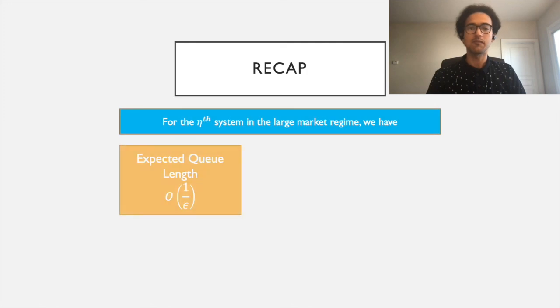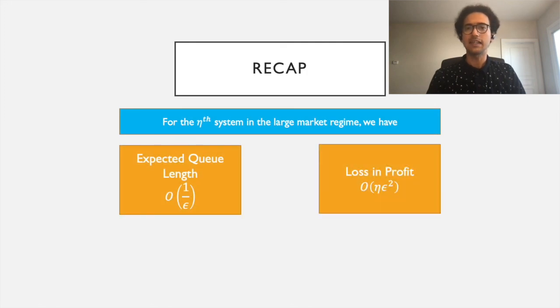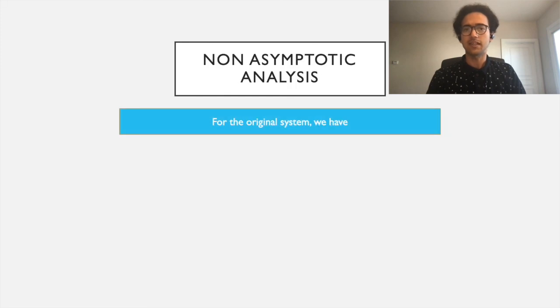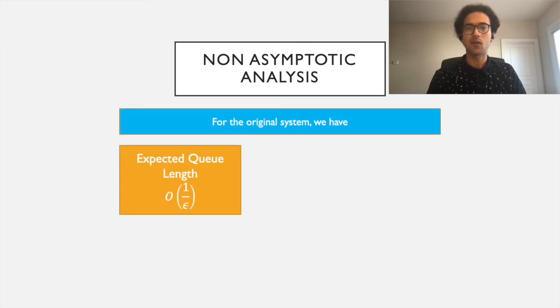To summarize the previous two observations, for the ETAT system in the large market regime, the expected queue length is of the order 1 by epsilon, and the loss in profit is of the order eta epsilon square. We can similarly analyze the original system with no asymptotic regime given that epsilon is small enough. This will result in 1 by epsilon order of queue length and epsilon square order of loss in profit. Using this, we can state the following result.